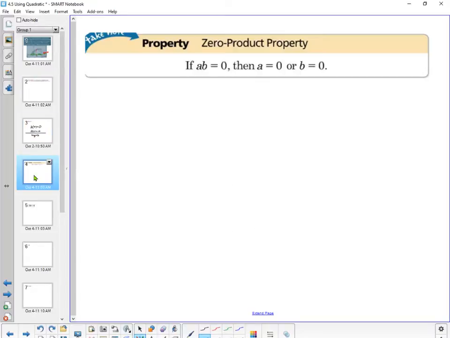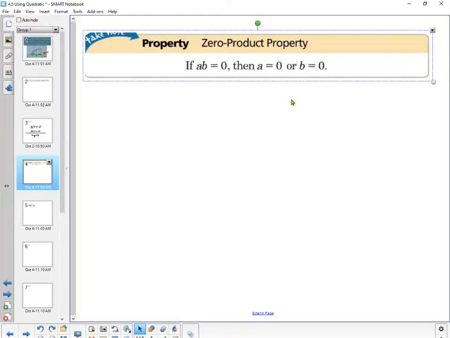So, here's the way they write it as a rule for you. If I have two values, A and B, and I multiply them, I get 0, then that means that A or B is 0, or it could be that both of them are 0.